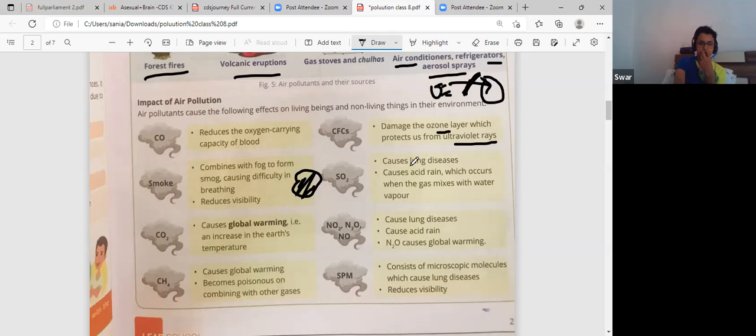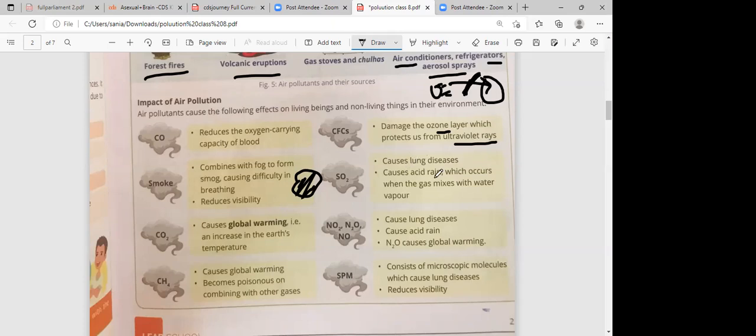Next is SO2. It causes lung diseases and acid rain, which occurs when the gas mixes with water vapor. When harmful gases mix with water, it causes acid rain. Then NO2, N2O and NO cause lung diseases plus acid rain, and N2O causes global warming. Among these, only N2O causes global warming. And SPM consists of microscopic particles which cause lung diseases and reduce visibility, like you cannot see things properly.